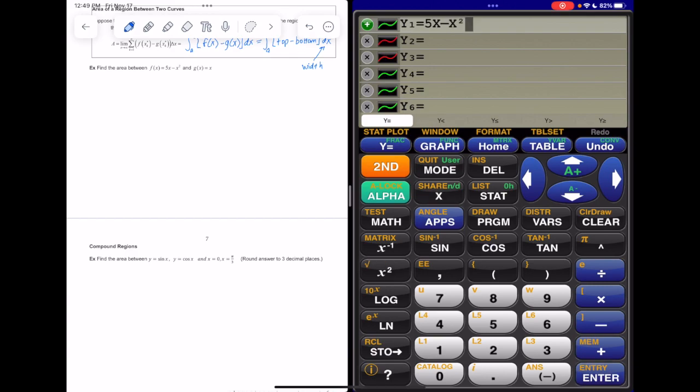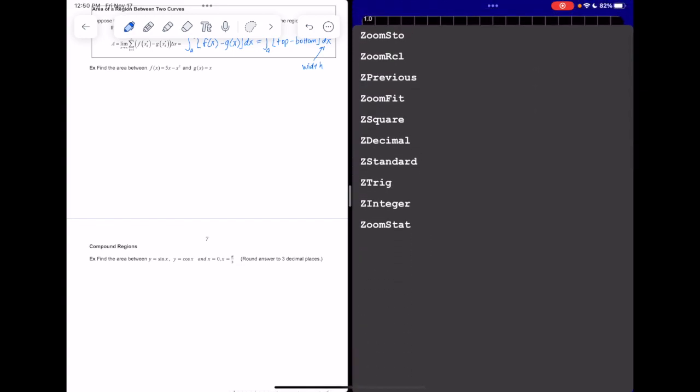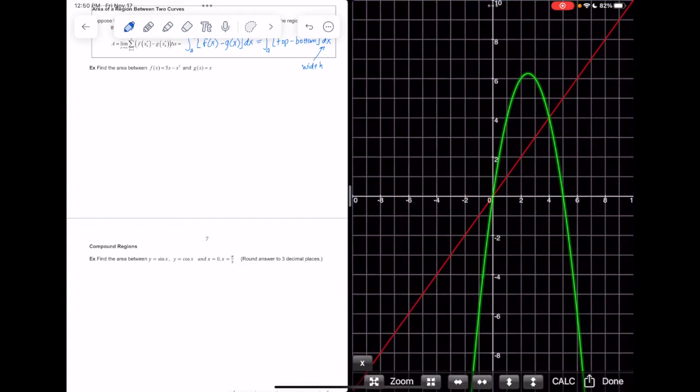That's going to be a parabola that opens downward. And then we have the line g of x equals x, which is just y equals x, so a 45-degree angle line. And we'll go ahead and look at the graph. Let's do the standard zoom.